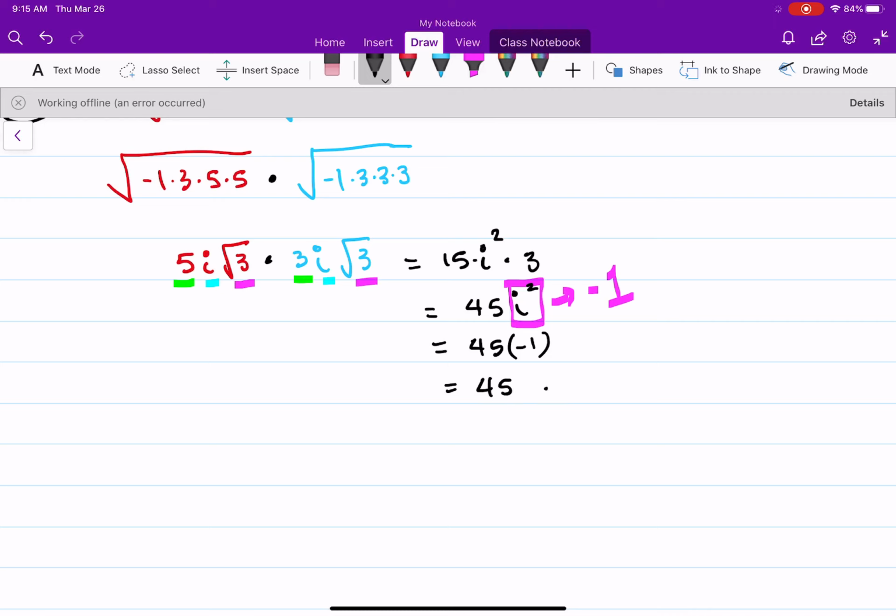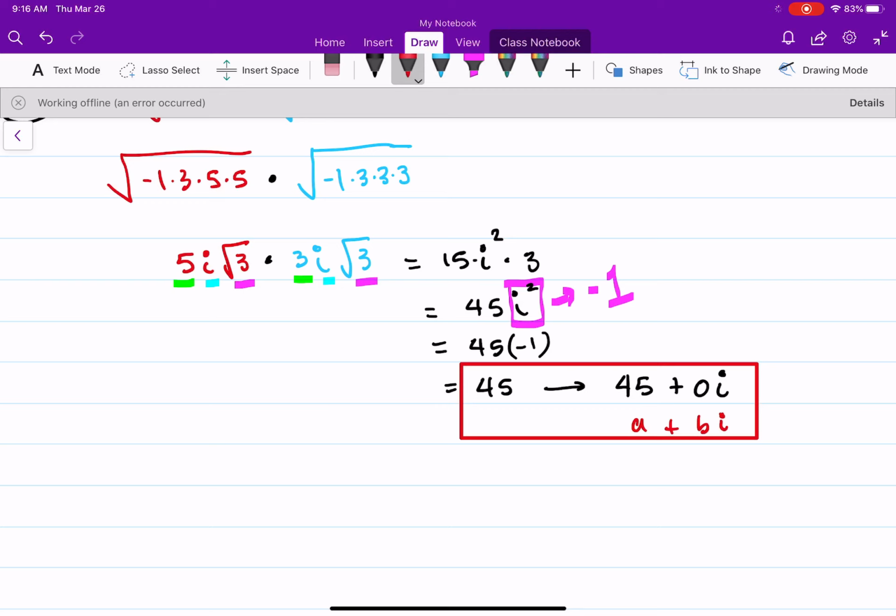So notice something: if I have two i's multiplied together, two imaginary parts multiplied together, I actually get a real part out. So it's almost like two wrongs make a right. So now if I was to put it in a plus bi form, the real part is negative 45, because there's no i attached to it. And then since there's no imaginary part, it'll be 0i. So that would be my a plus bi form, and there's my answer.